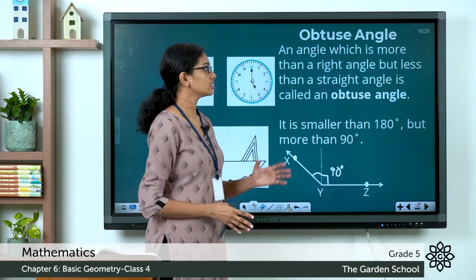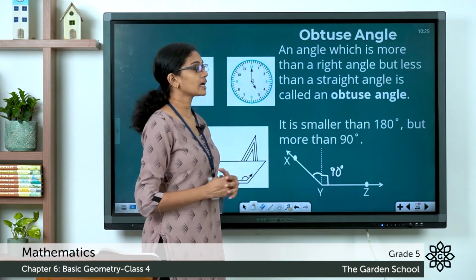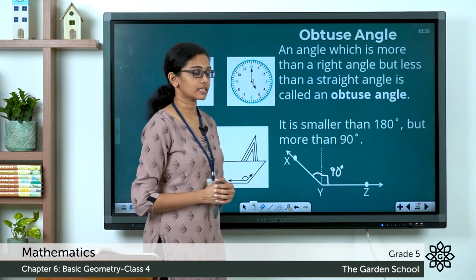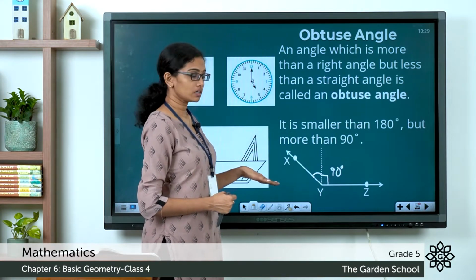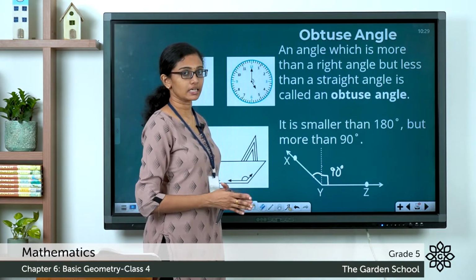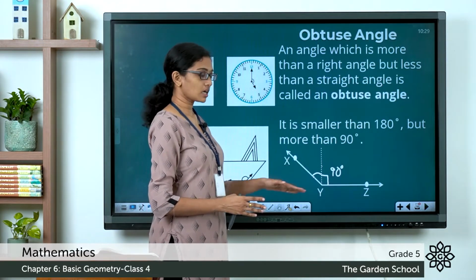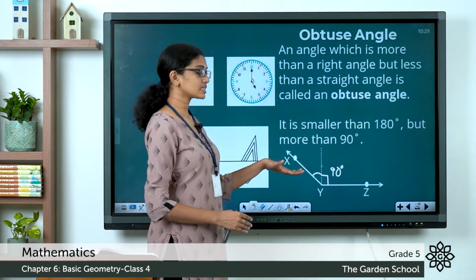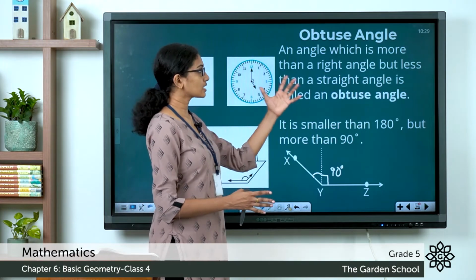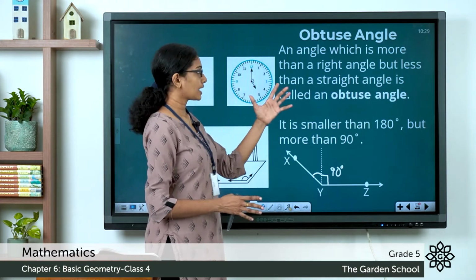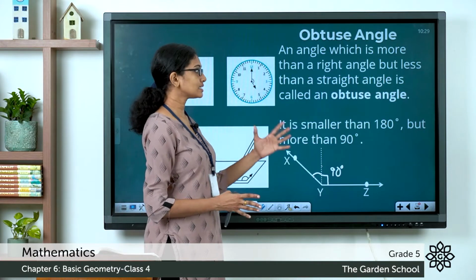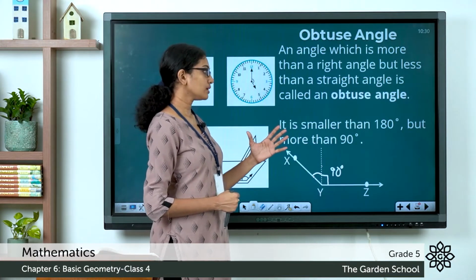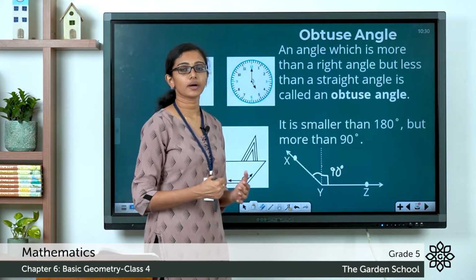So such an angle which is more than a right angle or which is more than 90 degree but less than a straight angle. It hasn't reached the point here. If it reaches here, it would be 180 degree. But this angle hasn't reached a 180 degree mark. It has passed beyond the 90 degree and it is less than 180 degree. So such an angle is called an obtuse angle. An angle which is more than a right angle but less than a straight angle is called an obtuse angle. It would be more than 90 degree but smaller than 180 degree.